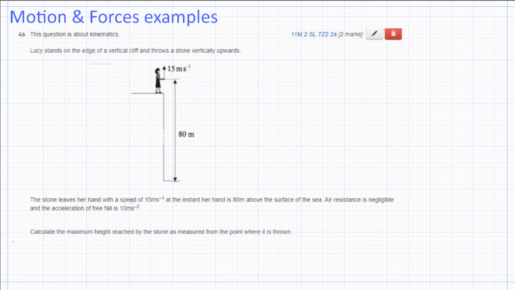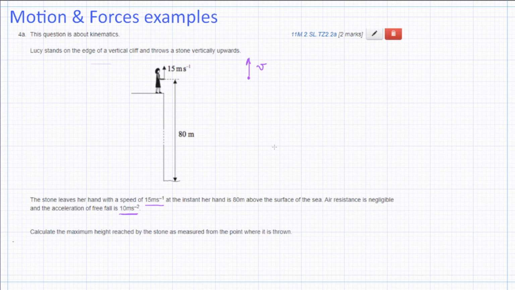So the stone leaves her hand with a speed of 15 meters per second upwards, right? So it starts with some upwards velocity. At the instant, her hand is 80 meters above the surface of the sea. So that's it. Air resistance is negligible and the acceleration of free fall is 10, so you don't have to use 9.8 for this question. Calculate the maximum height reached by the stone as measured from the point where it's thrown.